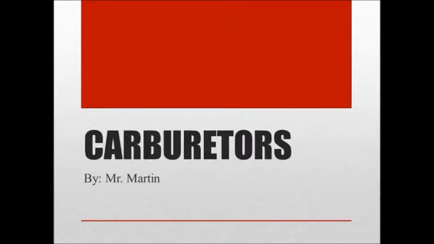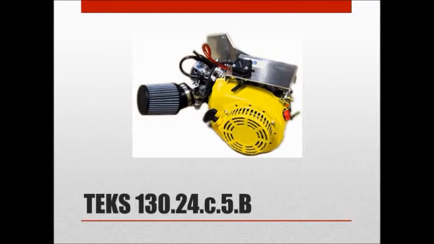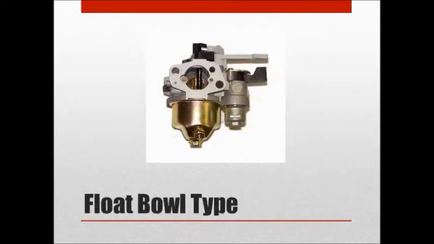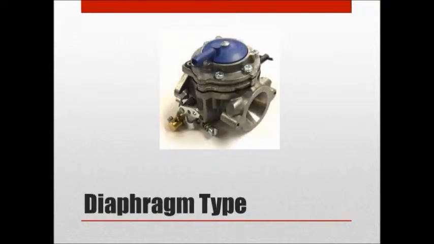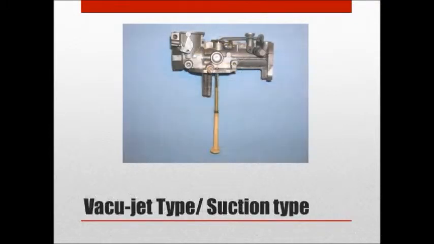Today we will be covering carburetors and the parts of a carburetor. First I will cover the types of carburetors. The most basic and the most common is the float type carburetor. And then we have the diaphragm type. And finally the vacuum jet type carburetor, or otherwise known as the suction type.